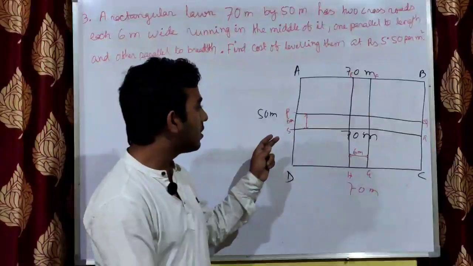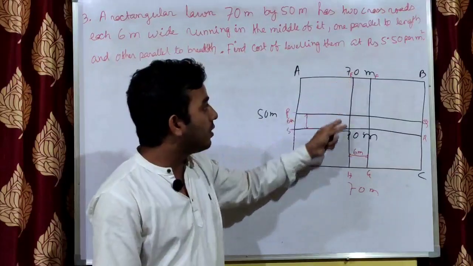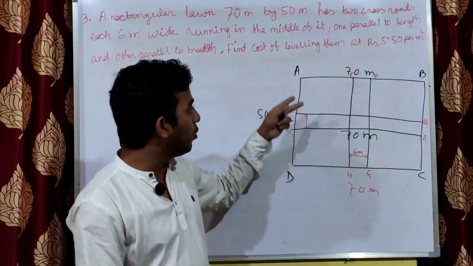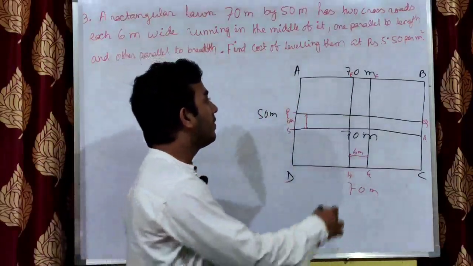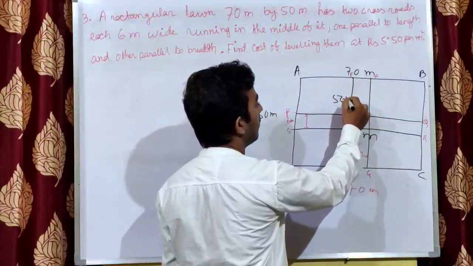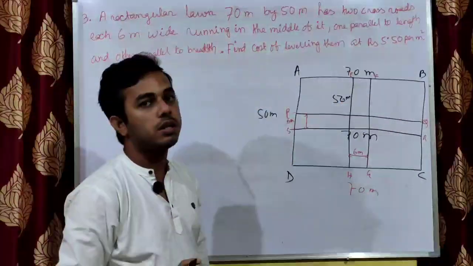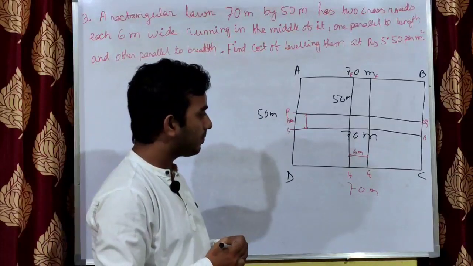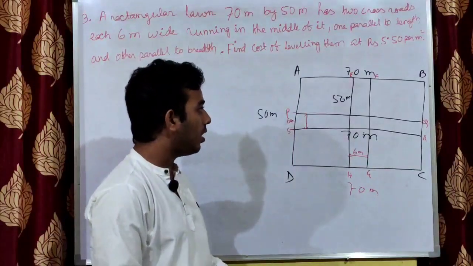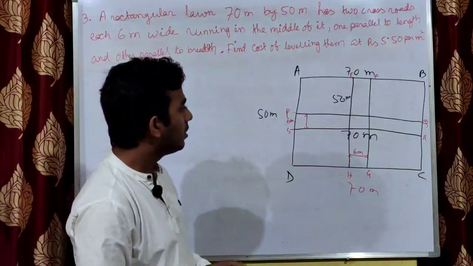Now for the same case, for this side, the length of EH will be what? Length of AD, that is 50 meter, right. 50 meter. Clear? Okay. Now look one thing.